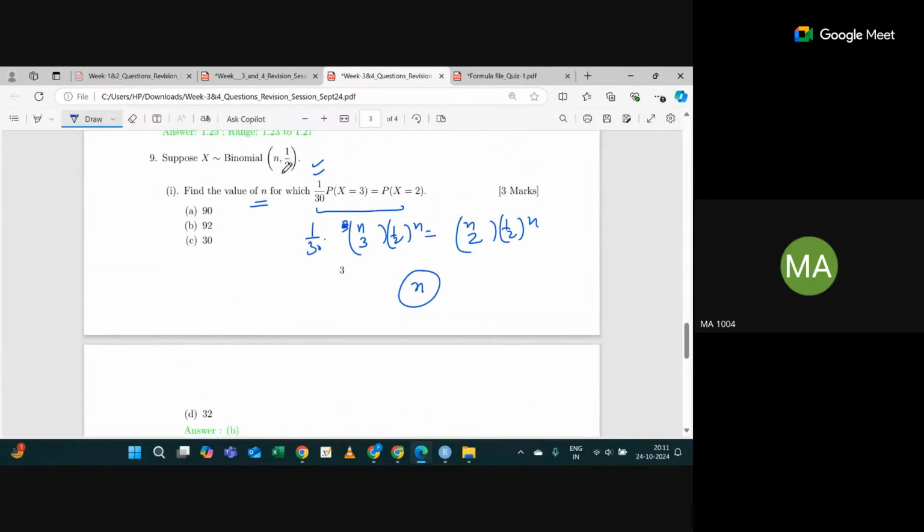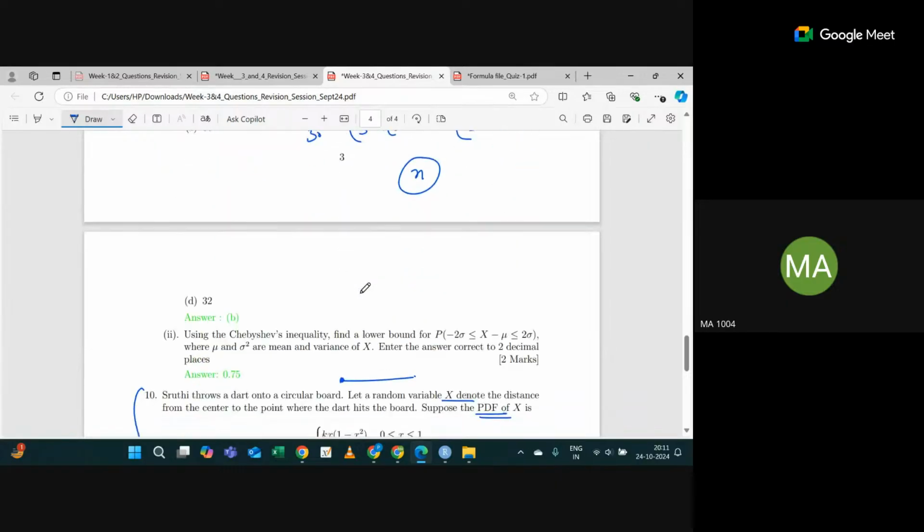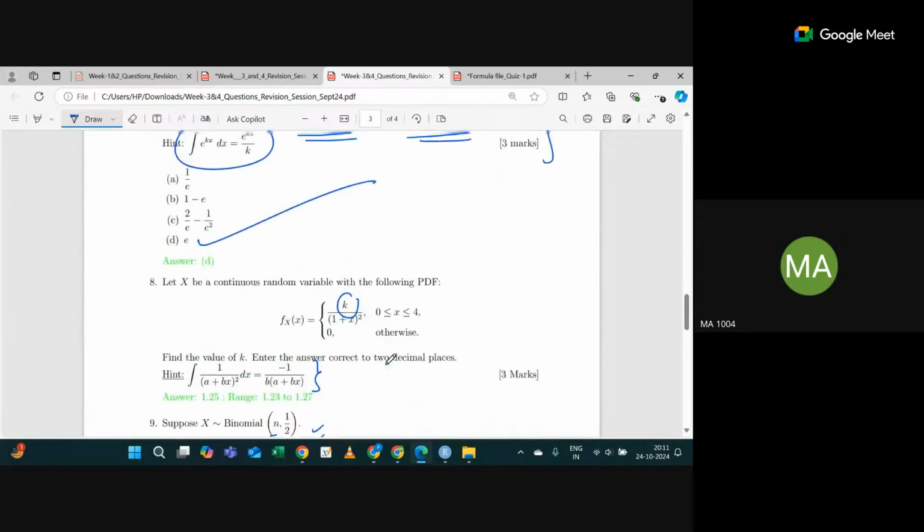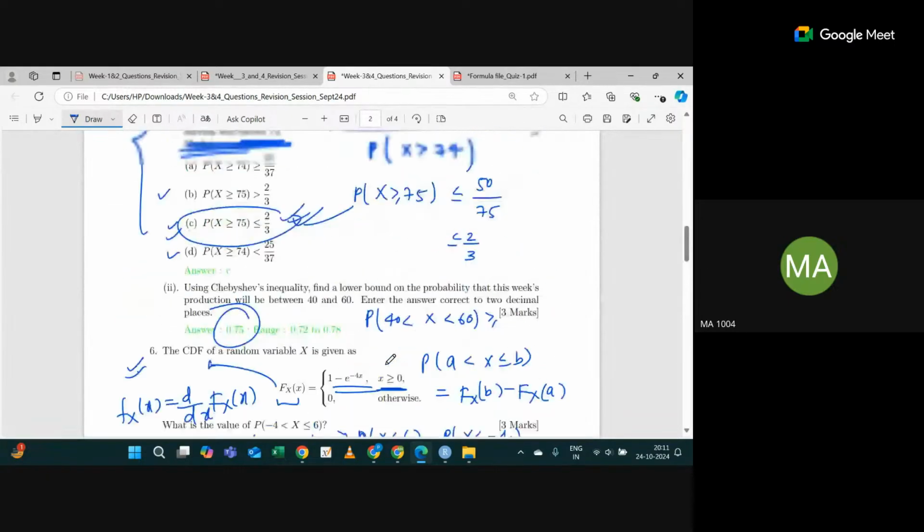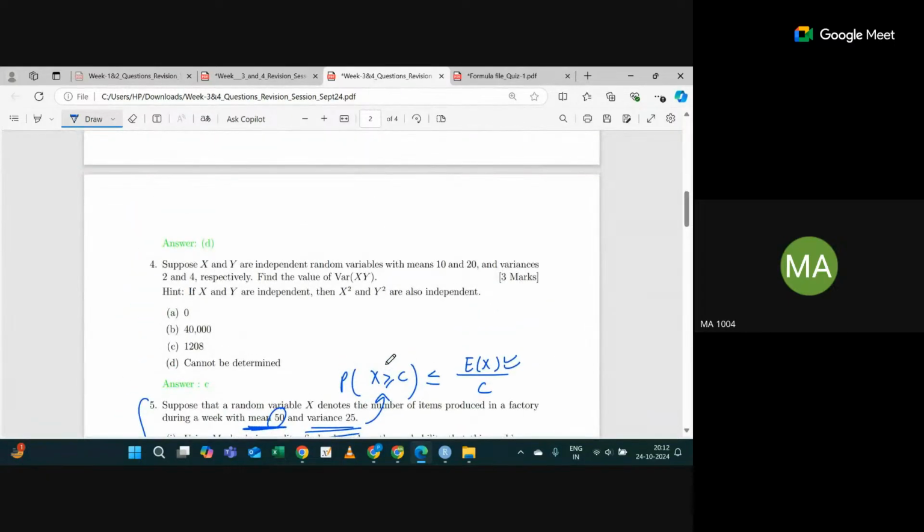If this is the binomial, whatever the value of n will be there, you can calculate the mu here, right? You can see it is a lower bound. So what you can do is write mu minus 2 sigma less or equal to x less or equal to mu plus 2 sigma greater or equal to 1 minus 1 by k square, right? Similarly, you can calculate these two parts and just substitute the values. So whatever concepts we have discussed, the question depends on them more or less.